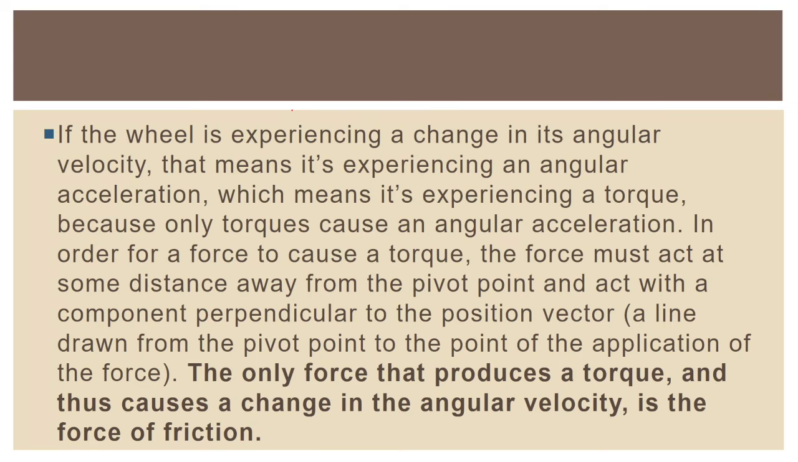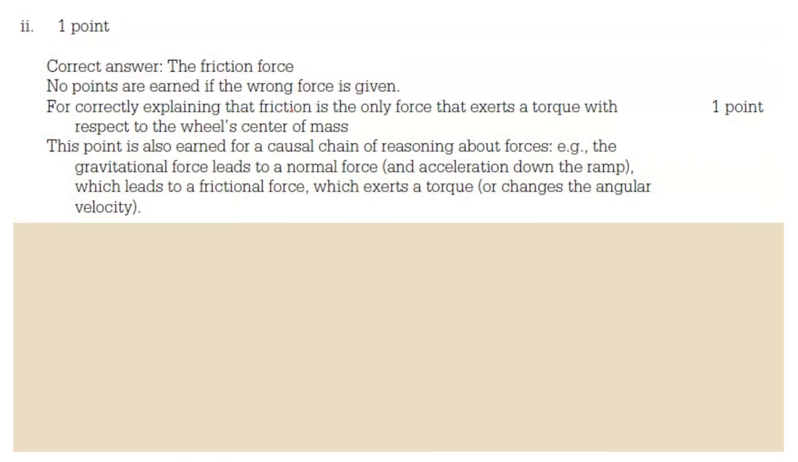All right, moving on to the scoring guide here. The scoring guide gives you only 1 point for this part, and it says the correct answer is the friction force, and no points are earned if the wrong force is given. And what they give you the point for is for correctly explaining that friction is the only force that exerts a torque with respect to the wheel's center of mass.